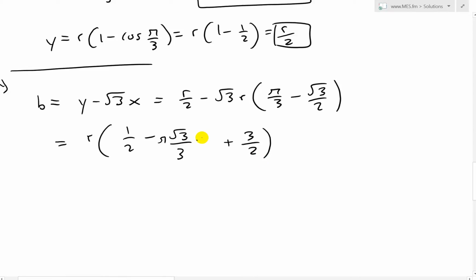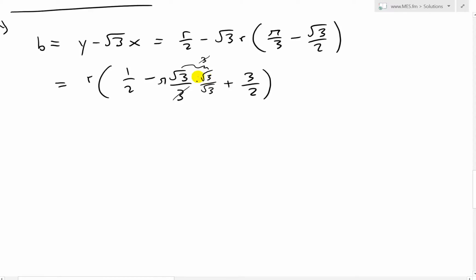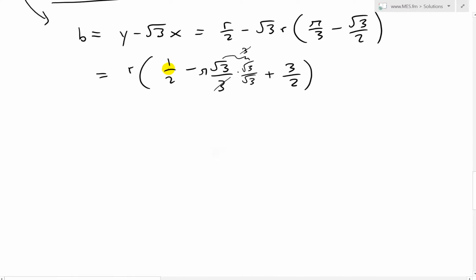And here what I'm going to do is simplify this further by multiplying this by square root 3 over 3, so that this again becomes 3, and this cancels with the bottom one there. And then what we're left with, these disappear, and we're just left with square root 3 at the bottom, just to make it look a bit neater. And now we have 1 over 2 plus 3 over 2. That's just, well, 4 over 2, which is just 2. So this equals r times 2 minus, finally, these square root 3's cancel, become 3, 3's cancel, we have pi over square root 3, like that, and this is our b.